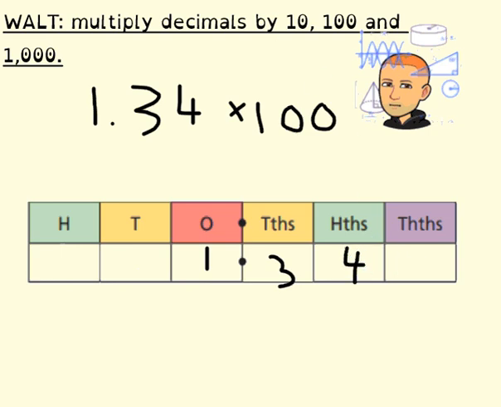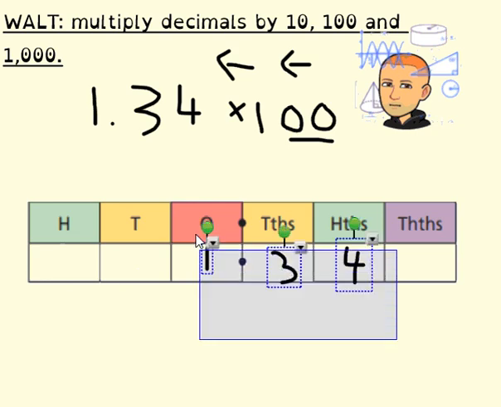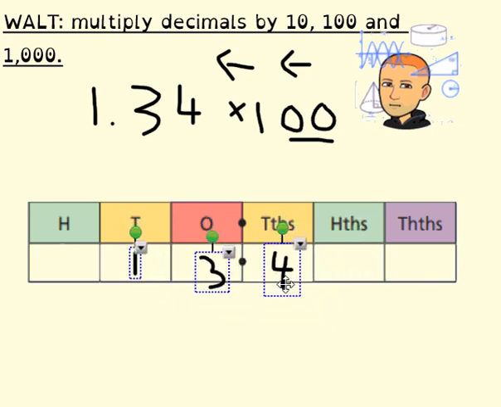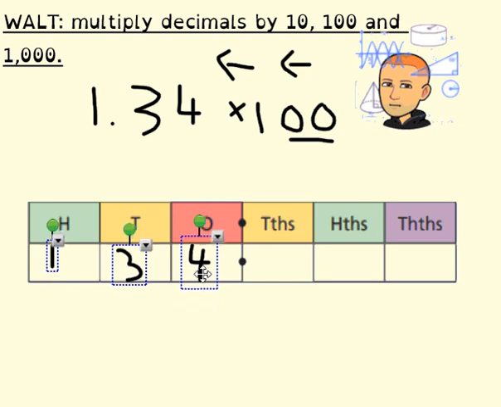Because I'm timesing it by 100, and it's got 2 zeros, and I'm multiplying, I'm going 2 places to the left. So my digits, oh, they're not all going to move. Let's do it together. I'm going to move 1 place, 2 places. So my answer would be 134. You could have put 134.0, as I've just said, or just kept the answer as 134.